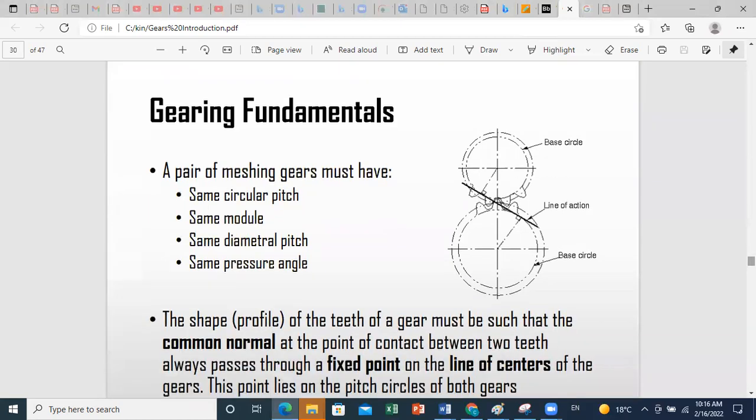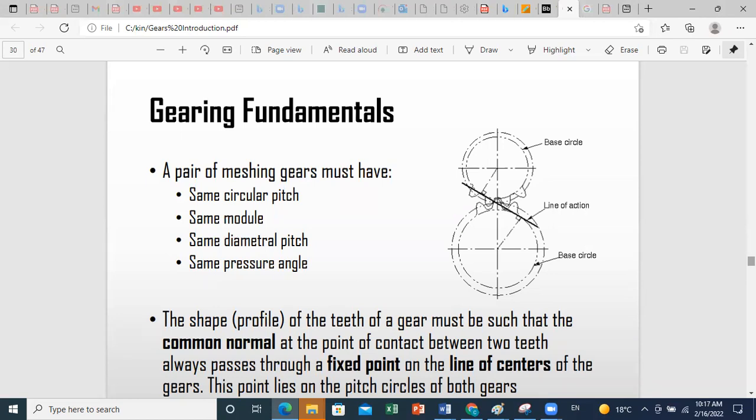So going back to two gears in mesh, in order to have a perfect match between our gears and to have a smooth operation, we need to ensure the following conditions. Whenever we select a pair of meshing gears, they should satisfy the following conditions: same circular pitch, same module, same diametral pitch, and same pressure angle. And we have already defined these different parameters before.